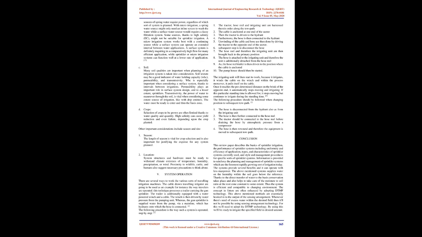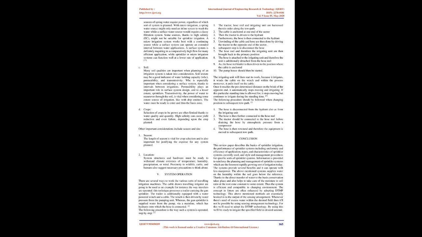Some sources, due to high salinity, EC, might not be suitable for sprinkler irrigation. A micro-irrigation system works best with a continuous source, while a surface system can operate with a longer interval between water applications. A surface system requires a comparatively high flow for the most efficient application, while sprinkler or micro-irrigation systems can function well at a lower rate of application. C. Soil. Many soil qualities are important when planning of an irrigation system is taken into consideration.